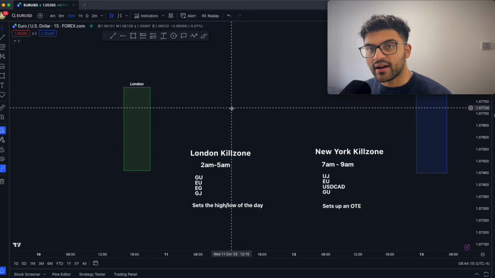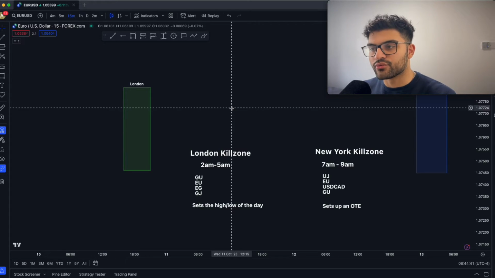It tends to set the high or the low of the entire trading day. So let's say London session is starting on a Tuesday. If you look at Tuesday, you will see more often than not, London, between this 2 a.m. to 5 a.m., there will be a high or a low that remains a high or low for the entire day. So you can essentially catch the high or low if you're accurate and trade that whole move.